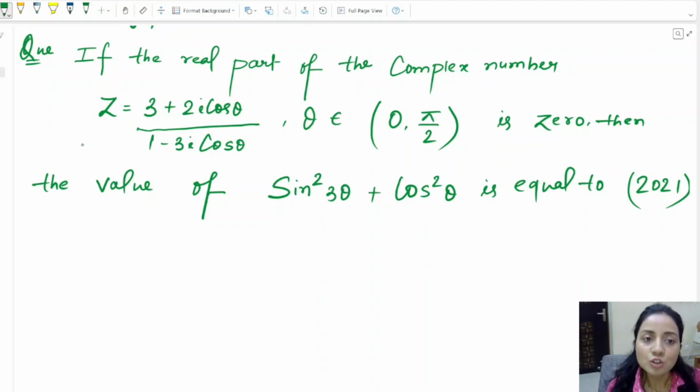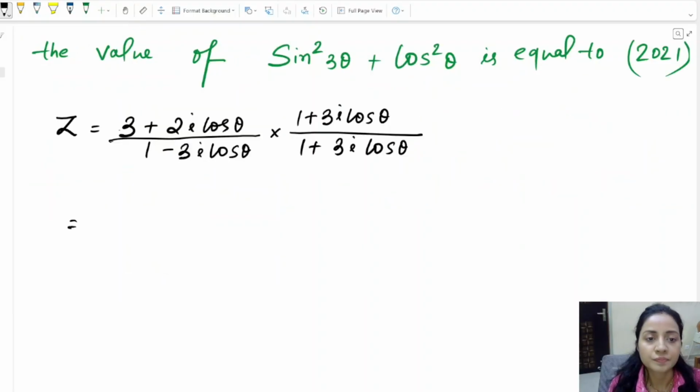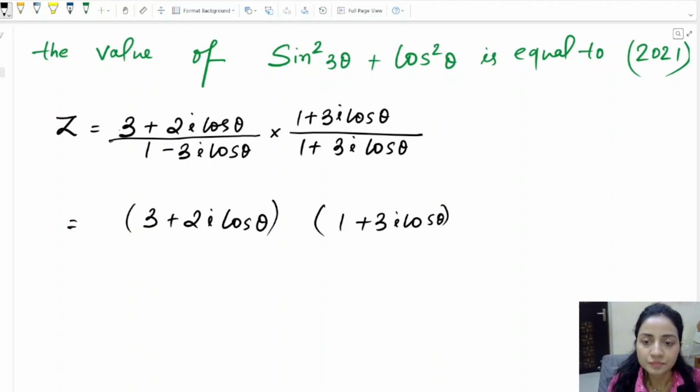Let's simplify this complex number and write it in the standard form. So we have z is equal to (3 plus 2i cos theta) over (1 minus 3i cos theta). Let's multiply this complex number with the conjugate of the denominator, that is 1 plus 3i cos theta. In the numerator we apply the distributive property to multiply, and in the denominator we can see the identity a square minus b square.